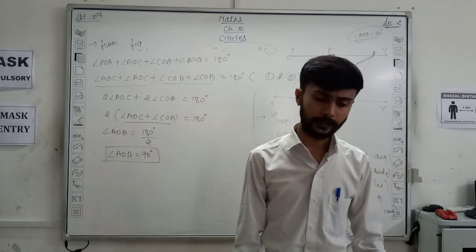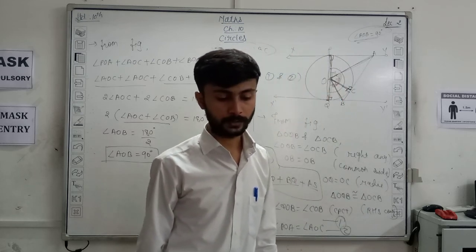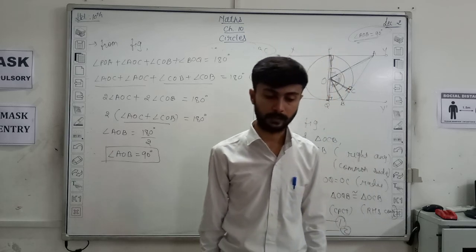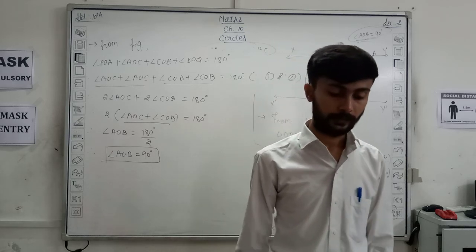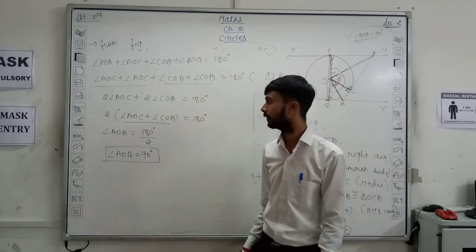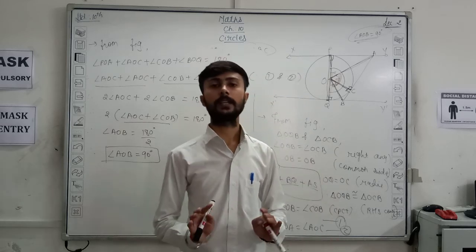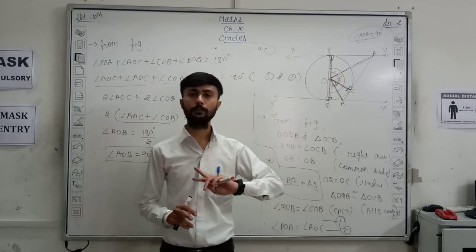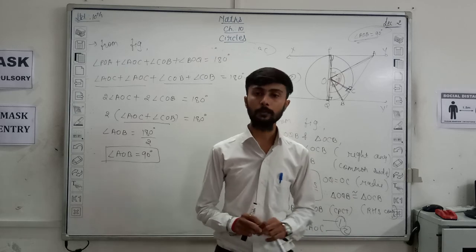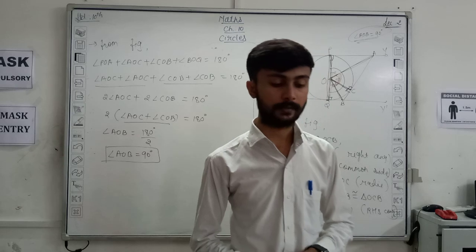Now number 10, prove that the angle between the two tangents drawn from an external point to a circle is supplementary. Okay, it's very important, and again the figure will be like the one you drew here, but in it the opposite angles are supplementary, that means you have to prove that their sum is 180.